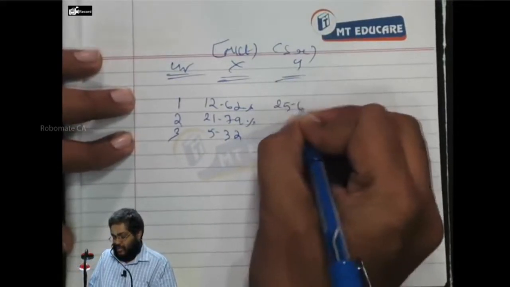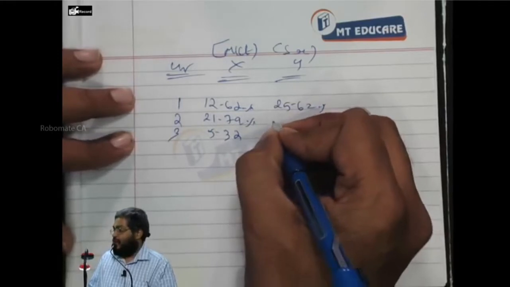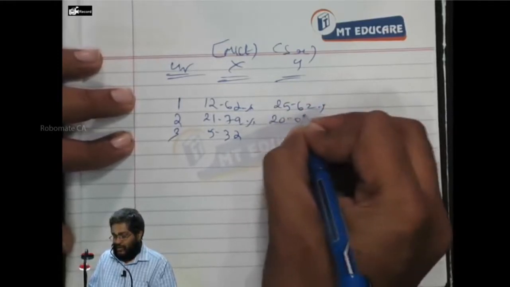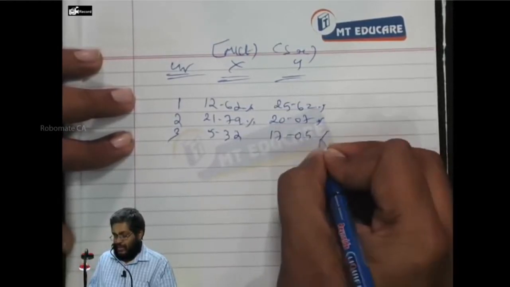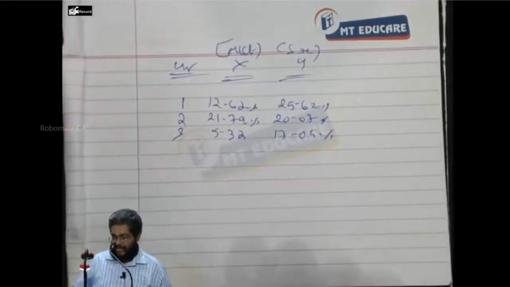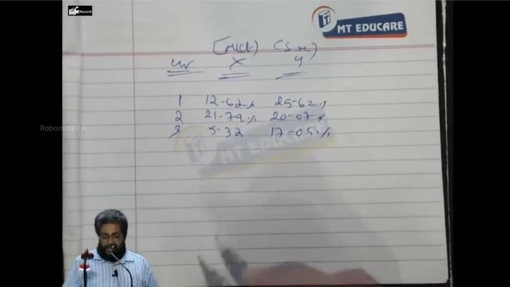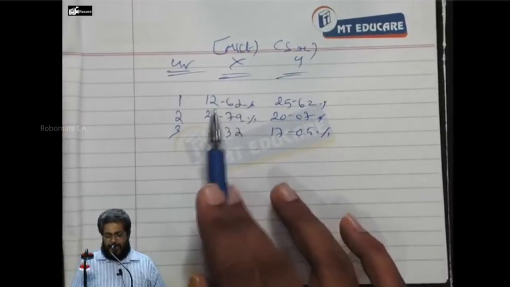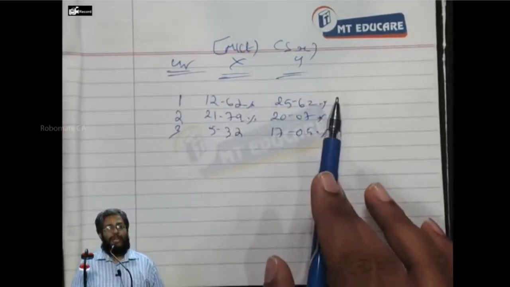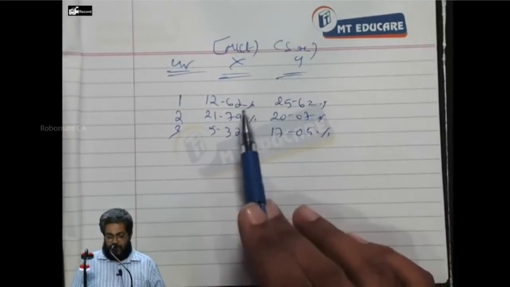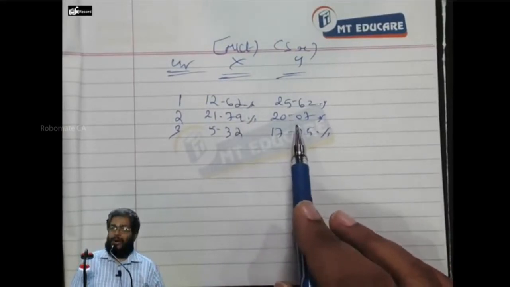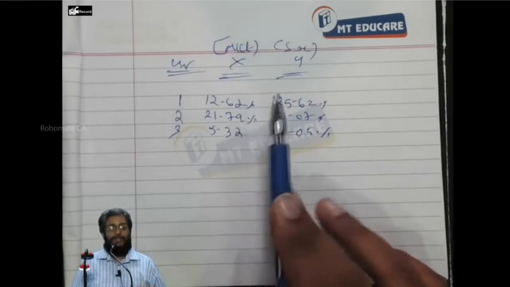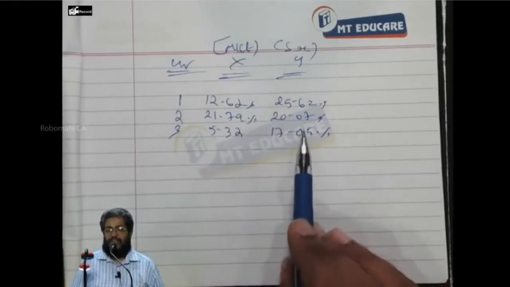25.62. Next is what? 20.07%. 17.05%. Now see. When the market return is 12.62, security gives you 25.62. When market jumps up to 21.79, security becomes what? 20.07. Market drops to 5.32, security is having what?